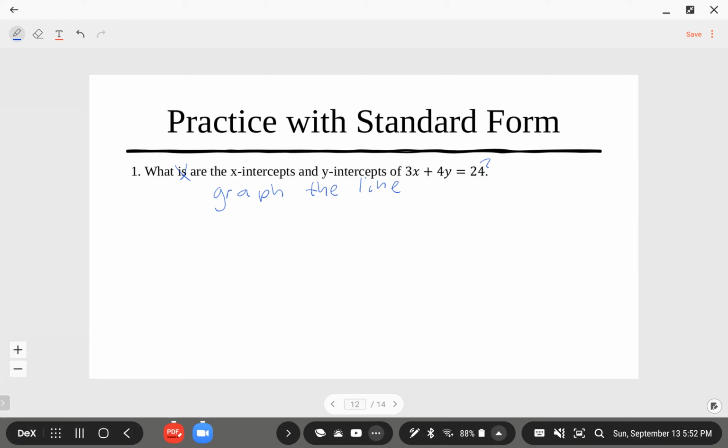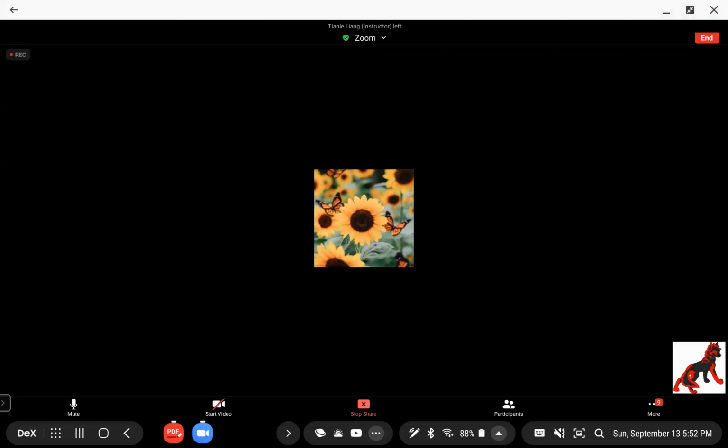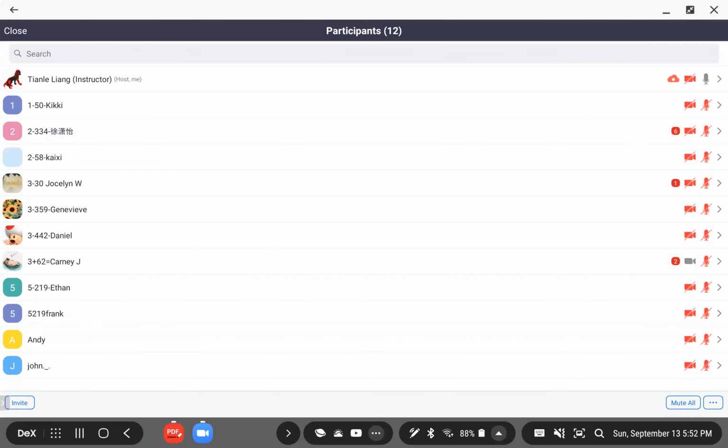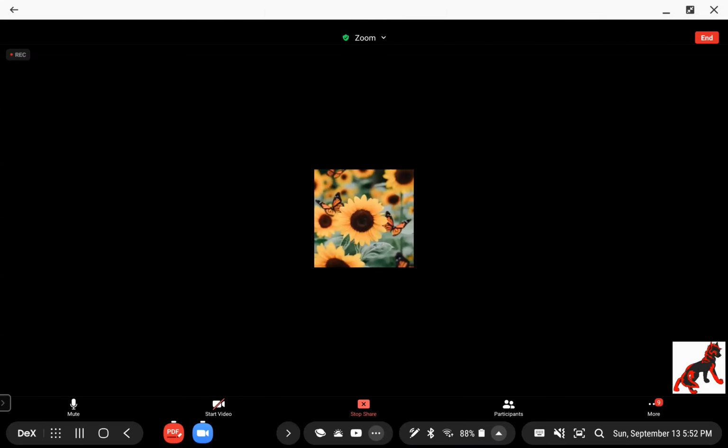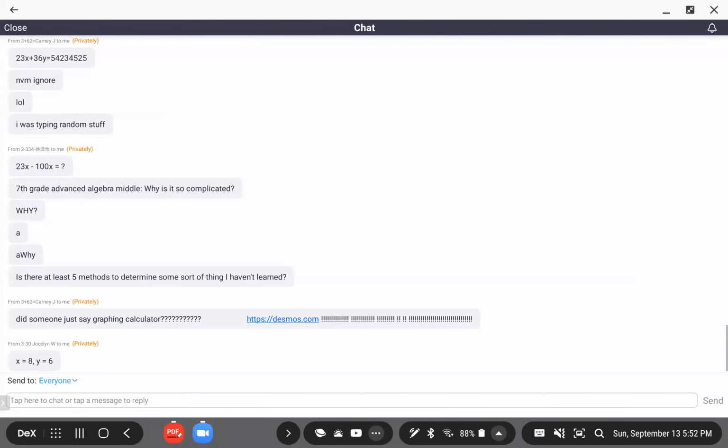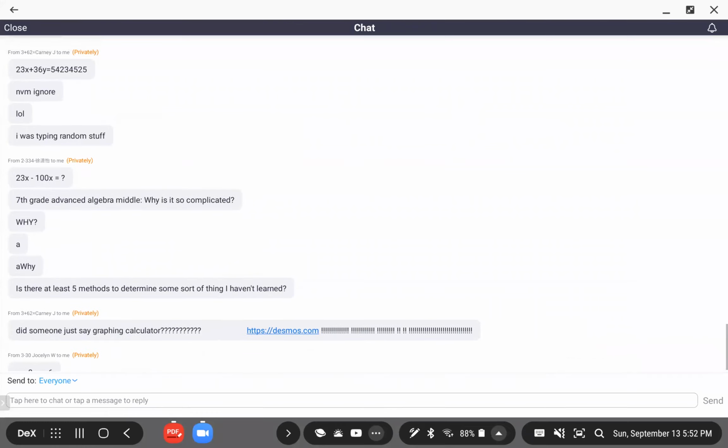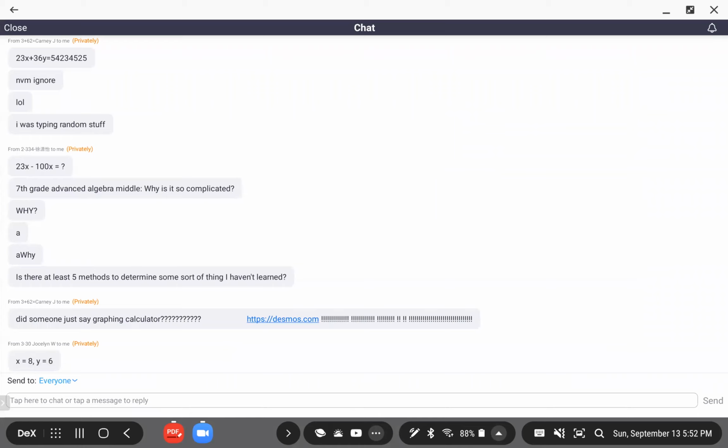So make sure you graph the line and find both the intercepts, the y-intercept and the x-intercept, of this standard form equation. You don't really have to answer how you graph the line in the chat box, but please do put the x and y intercepts. I'll wait for your answer in the chat box. Okay, so Jocelyn says the x-intercept equals 8 and y equals 6.